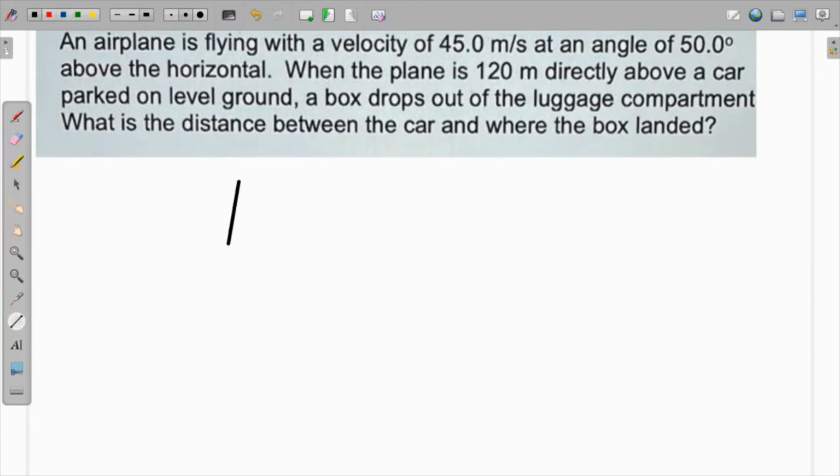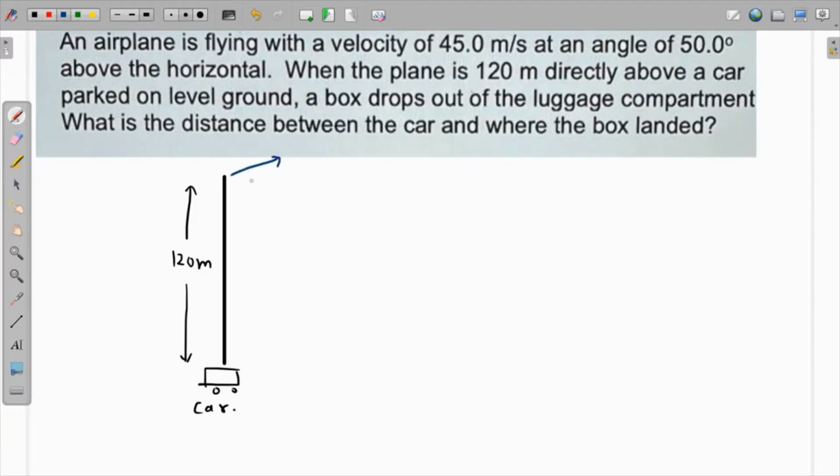So remember that whenever from a moving object another object falls off, then it actually attains the same velocity unless it is given any other additional velocity. If it is released from a moving object, then it attains the same velocity as that of the object. So the object was moving at 45 meter per second at 50 degrees above the horizontal. So the package also attains the same velocity. So this is the velocity. The horizontal component is 45 cosine of 50 degrees, and the vertical component is 45 sine of 50 degrees.